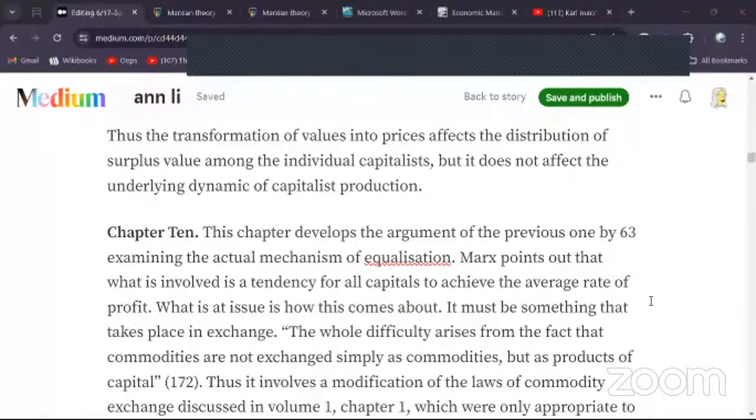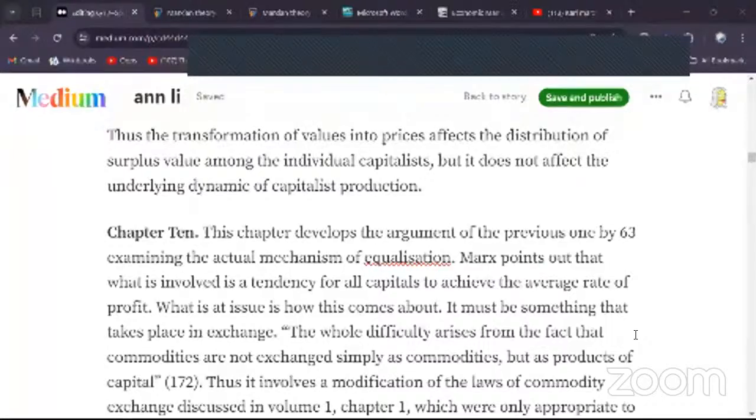Marx points out that what is involved is a tendency of all capitals to achieve the average rate of profit. What is at issue is how this comes about. This must be something that takes place, that exchange does this, right? It must be the market. The whole difficulty arises from the fact that commodities are not exchanged simply as commodities, but as products of capital. So he's already kind of confusing what's going on.